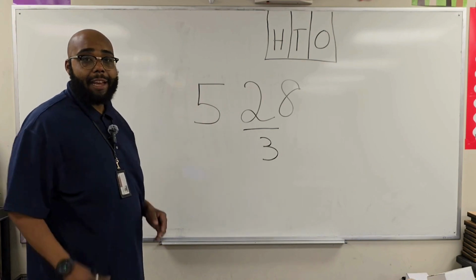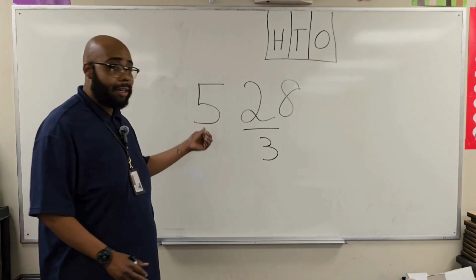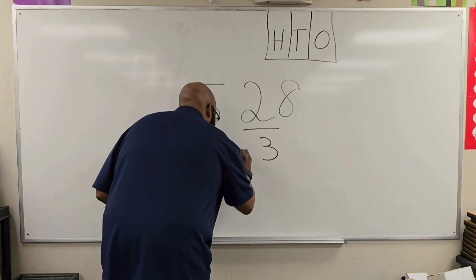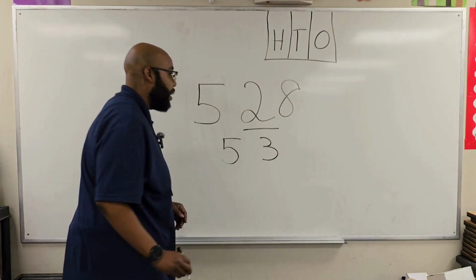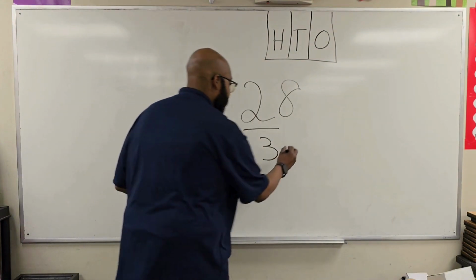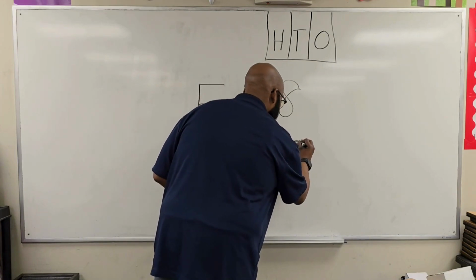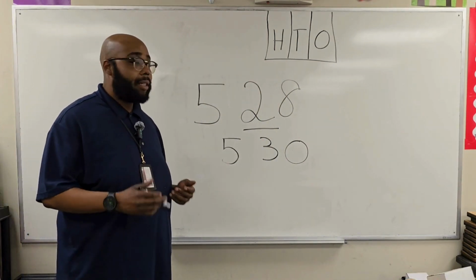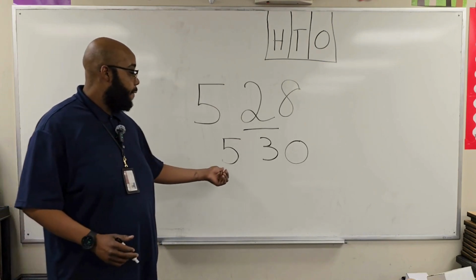We don't even touch that. If you're rounding to the nearest 10 and this is the hundreds, you don't even have to touch that number. So that term still stays a 5. And then the 8 turns into a 0. So 528 rounded to the nearest 10 will give you 530.